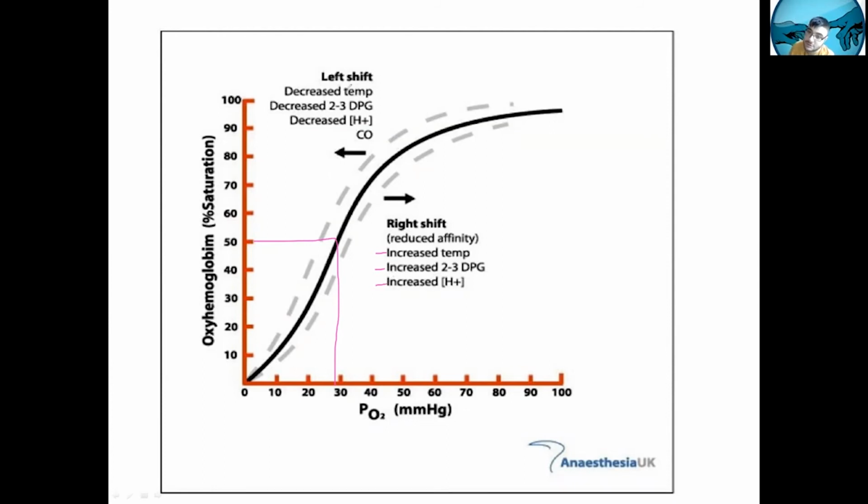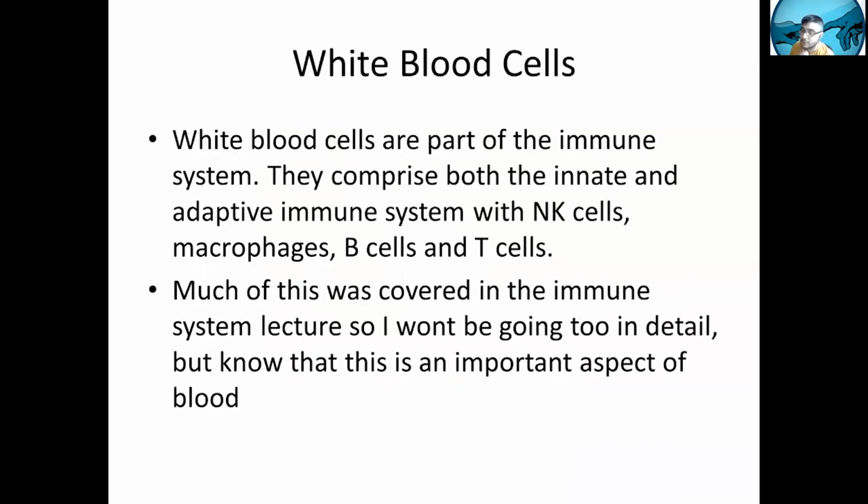You can also have a left shift, which increases the affinity by decreasing the temperature, decreasing the concentration of DPG, decreasing the acidity, or by adding CO. Okay. So this we covered before, but just as a reiteration, this is the affinity graph, right? And this is, again, what makes it special.